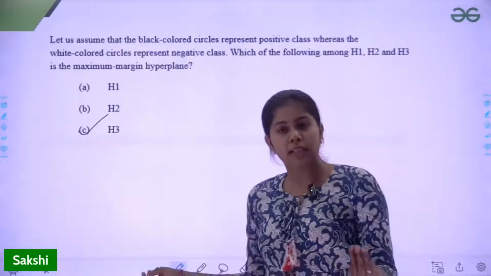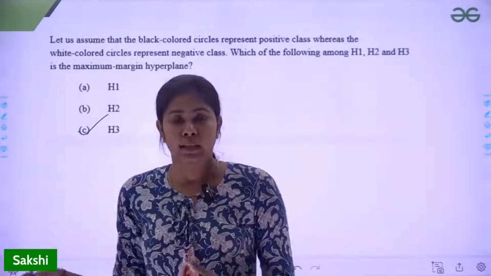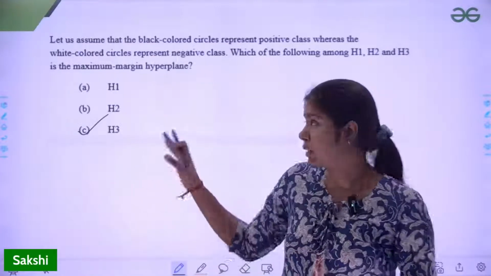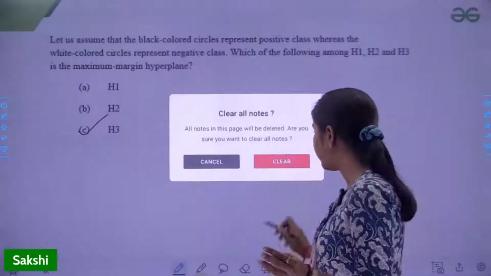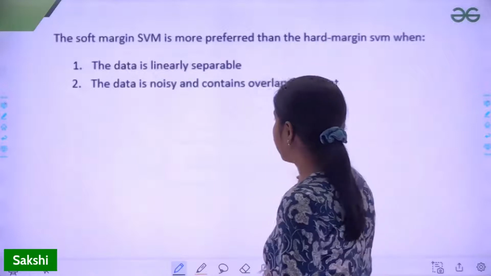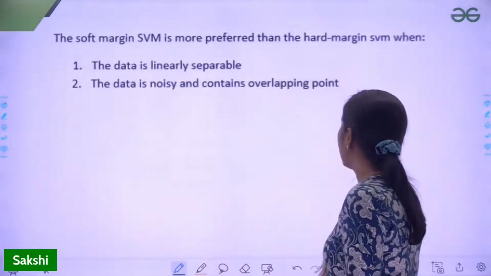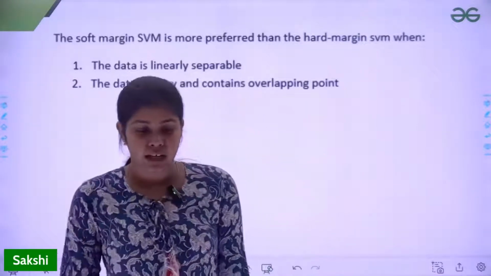So you can see that the question which we have discussed in detail, the mathematics, there might be a possibility they would ask a little part of it, but these types of questions they can surely ask. So just understand the concept behind support vector machine. Soft margin support vector machine is more preferred than hard margin support vector machine. So what is soft margin and hard margin?